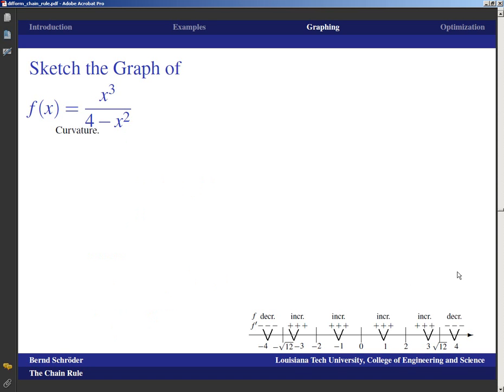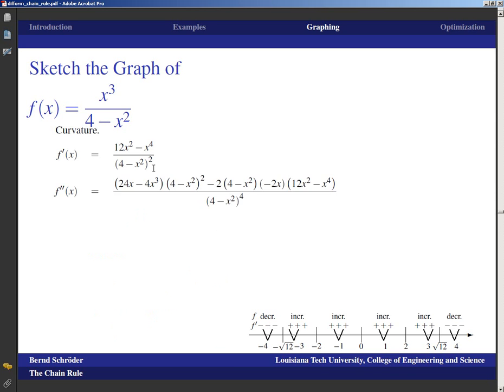We move on to curvature. We move on to whether the function is concave up or concave down. And for that, we need the second derivative. So let's remind ourselves what the first derivative is. And here's the second derivative. And here's where we will need the chain rule, and where I need to say a few words about what typically happens with these kinds of quotients.